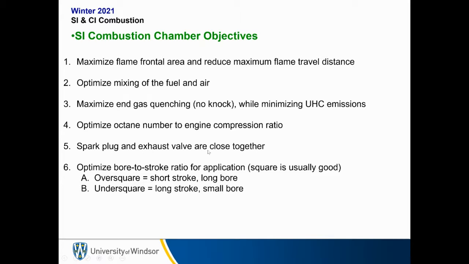The spark plug and exhaust valve are close together, and this is for flow characteristics. And finally, we want to optimize the bore to stroke ratio for the application. Square is usually good. So what does square mean? Well, oversquare is a short stroke, long bore. Undersquare is a long stroke, small bore. So square is generally equal stroke and bore.